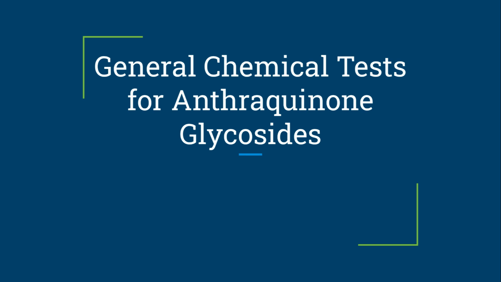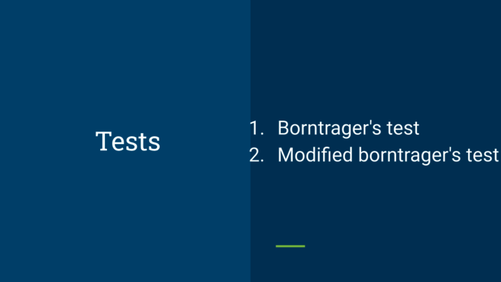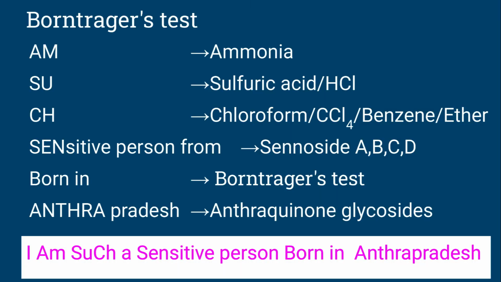Here we will see two general tests for anthraquinone glycosides. First one is Borntrager's test and the second one is modified Borntrager's test. Both Borntrager's test and modified Borntrager's tests are very important. Let's start with Borntrager's test. We have to know the reagents used in Borntrager's test.